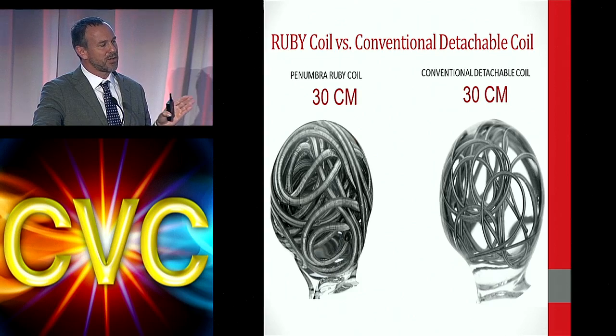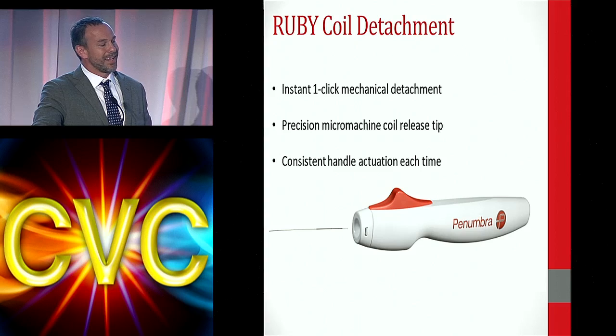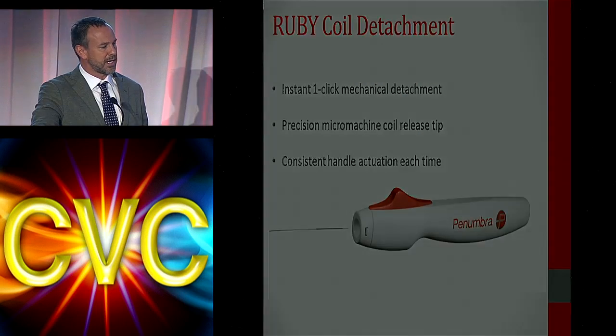You can see just how nicely it packs compared to a conventional detachable coil. It packs very dense, very quickly, and it coils really nice and soft. The detachment system is what I really like. It's an instant one-click detachment, which is very precise and very consistent with its handle every time.